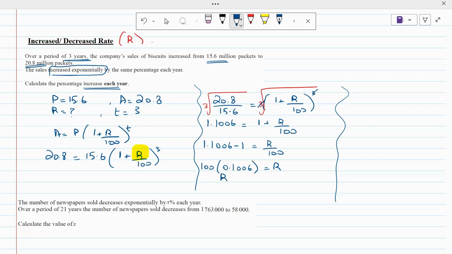We are getting the rate as 10.06, and for three significant figures, it would become 10.1%. Is this clear to all? Yes, sir. Okay, so that was the case of finding R with the exponential increment.